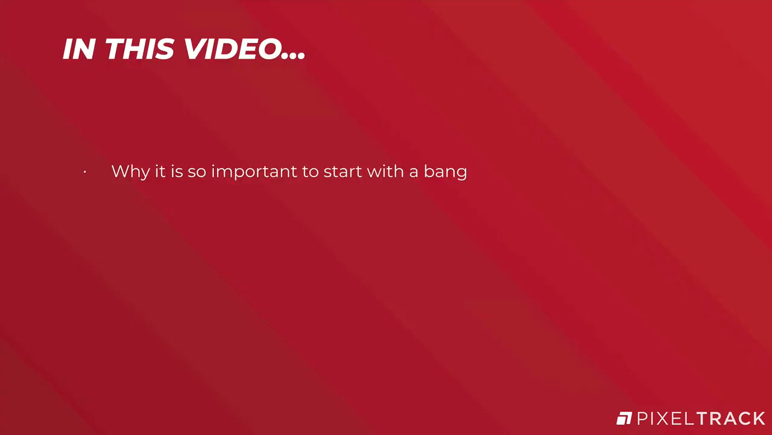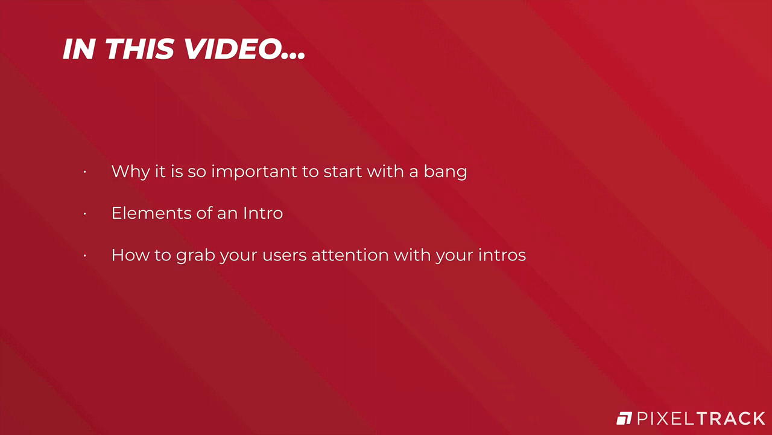So in this video, you'll be learning about why it is so important to start with a bang. Once you start with a bang for your article, it has a lot of advantages which we'll be talking about in this particular video. The elements of a great intro: we have broken it down into three main elements, and we'll be slicing a lot of intros and seeing how people have used these elements to write amazing intros. And also how to grab your users' attention with your intros, and examples and samples of great intros. So let's get started with this video and let's see how we can write intriguing intros.